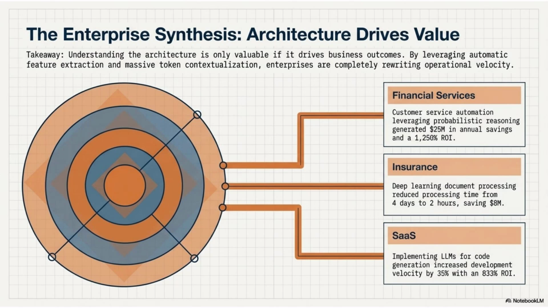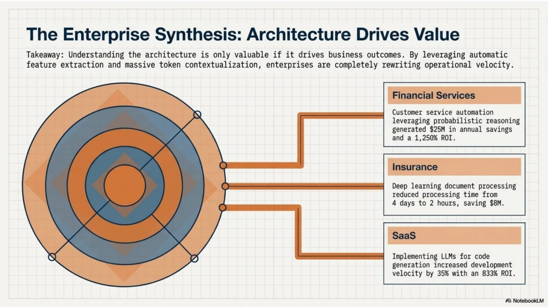Let's bring it all together with the enterprise synthesis. Understanding the architecture is only valuable if it drives real business outcomes, and the data here is compelling. In financial services, customer service automation leveraging probabilistic reasoning generated $25 million in annual savings with 1,250% return on investment. In insurance, deep learning document processing reduced processing time from 4 days to just 2 hours, saving $8 million. And in SaaS, implementing LLMs for code generation increased development velocity by 35% with an 833% ROI.